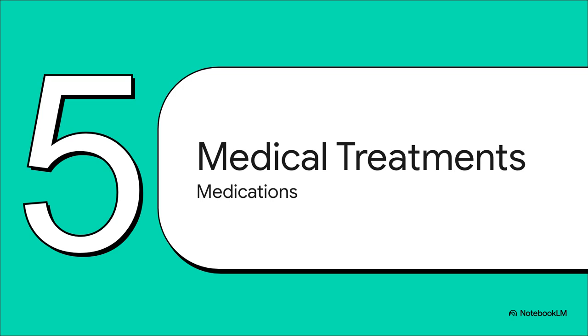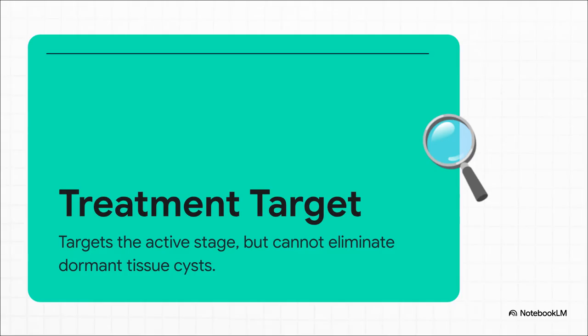But there's good news. Section 5, Medical Treatments and Medications. Doctors have ways to fight back. Medical treatments specifically target the active stage of the parasite. In English clinical terms, that's called the tachyzoite stage. Tachyzoite. But here's the catch, and it's a pretty big one. While today's medicines are great at hunting down the active parasite, they literally cannot eliminate the dormant tissue cysts. Those sleeping ones just stay put.